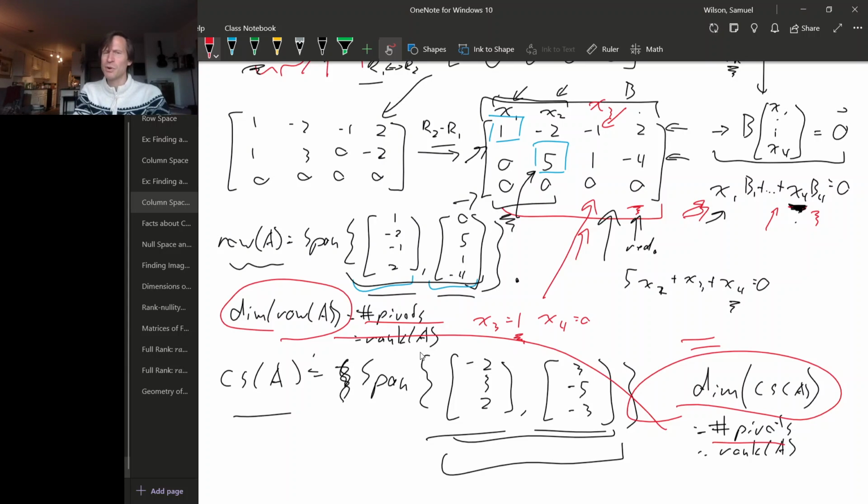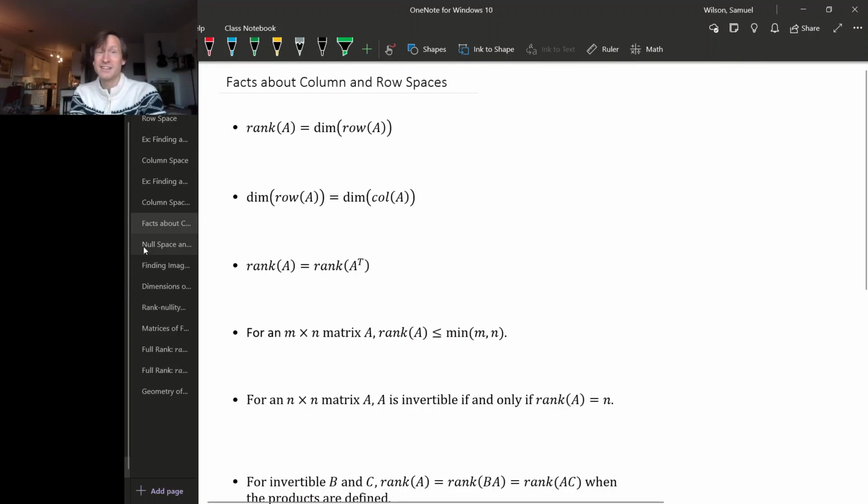And that's really surprising that these two subspaces should have the same dimension, because remember, they aren't even subspaces of the same Euclidean space. The column space is a subspace of Rm, and the row space is a subspace of Rn. So it's very surprising that these have the same dimension, but they do. And that lets us prove some really nice facts about column and row spaces.